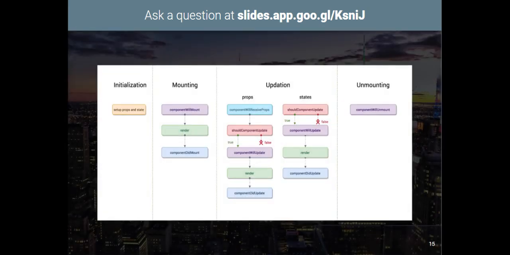In React class components, the component life cycle refers to the series of events or phases that occur from the moment the component is created to when it is removed from the DOM. Now, what is the DOM? DOM is the Document Object Model, which is a programming interface for web documents.